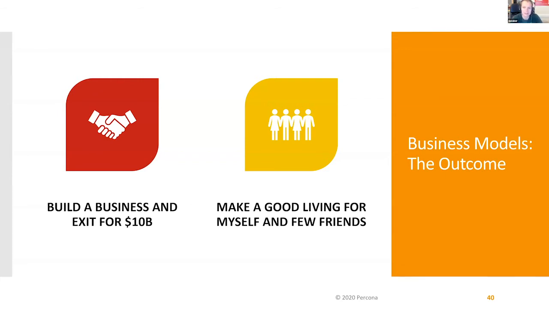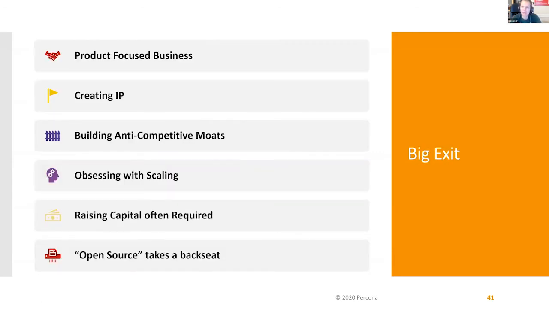So I ended the last part by talking about how, if you're looking to build a business, it's good to figure out what kind of business you really look at. And that may land somewhere between two opposite kinds of outcomes: bigger exits, versus looking to just build a sort of lifestyle for yourself and maybe a few friends.